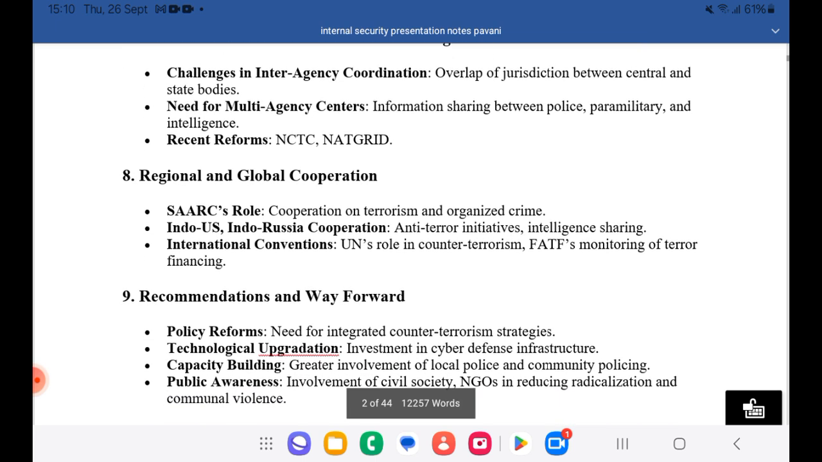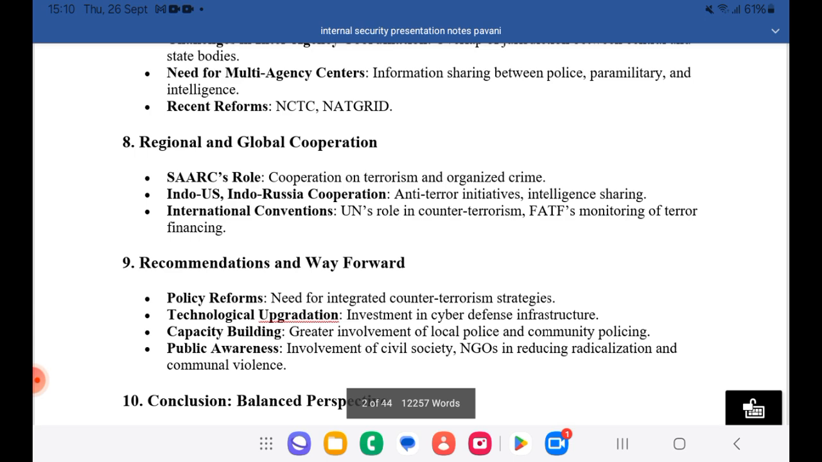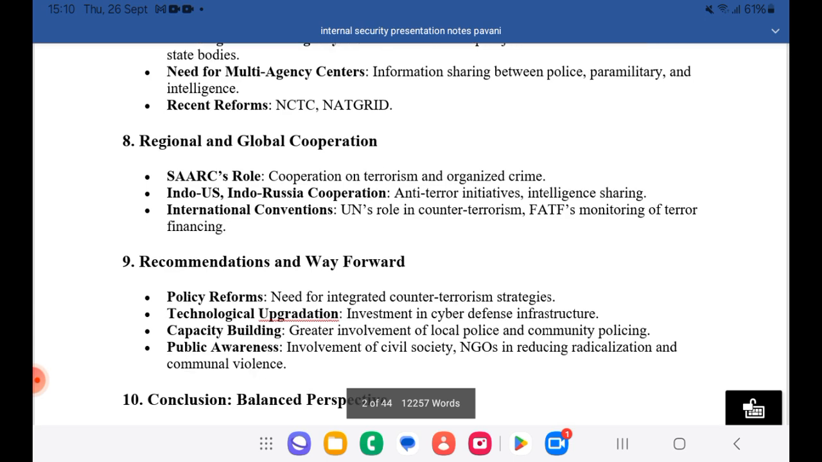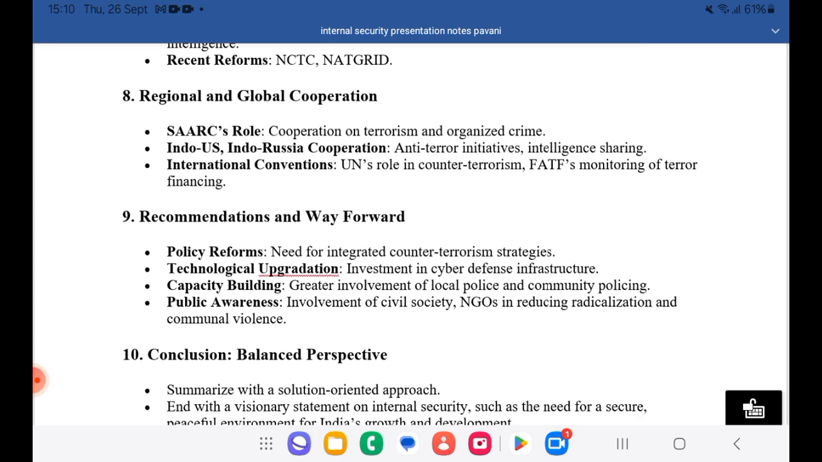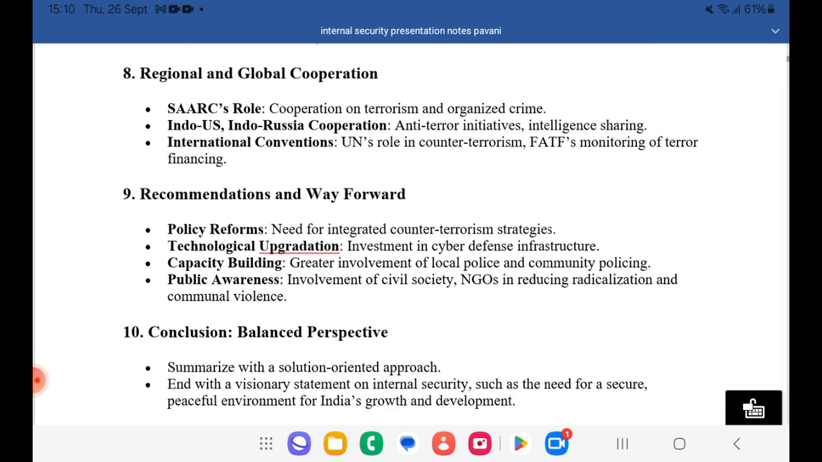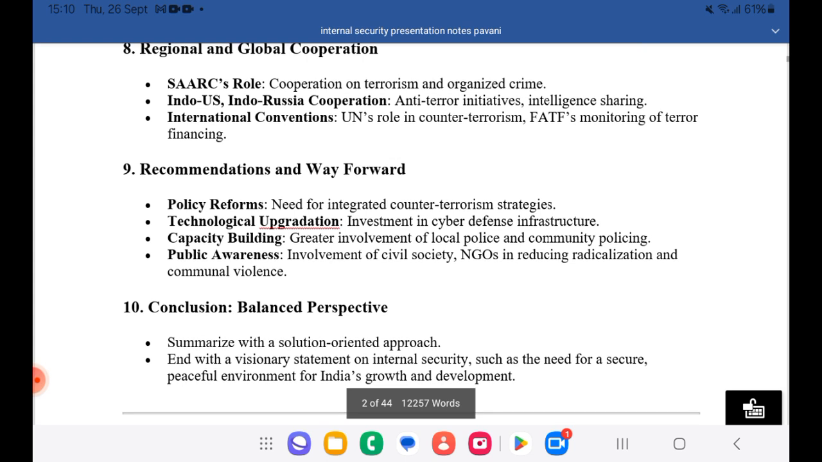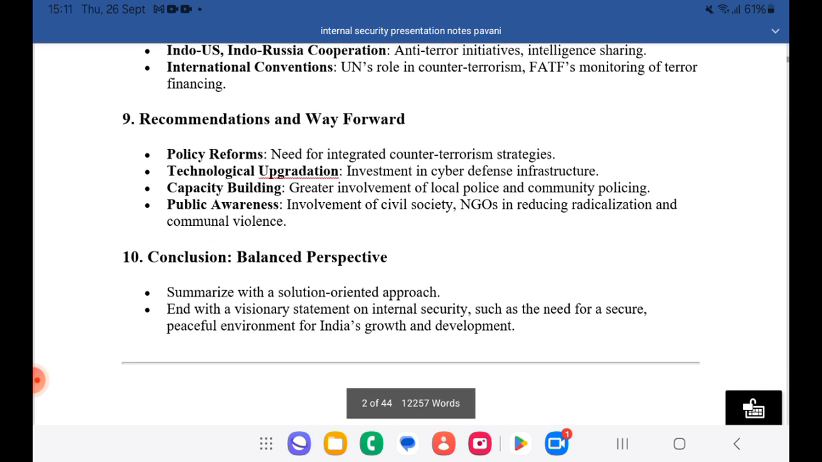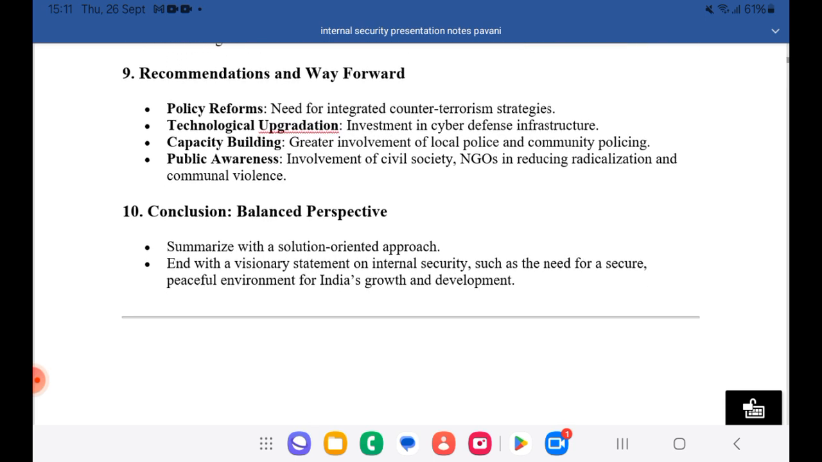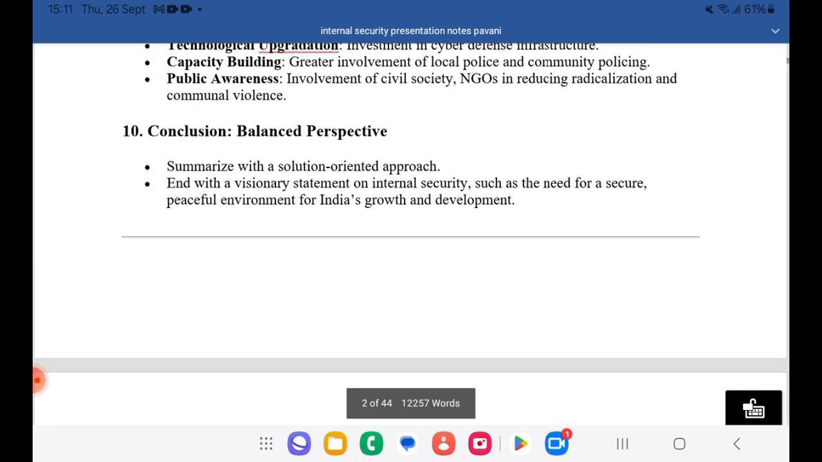Finally, we'll talk about regional and global cooperation. Under that we talk about the SAARC role, Indo-US, Indo-Russia, and the UN role in countering terrorism, etc. There are many others, but these are some. Then recommendations and the way forward. Under that we say definitely policy reform, cyber or technology upgradation, capacity building and ultimately public awareness. So we summarize with a visionary statement or a solution-oriented approach.